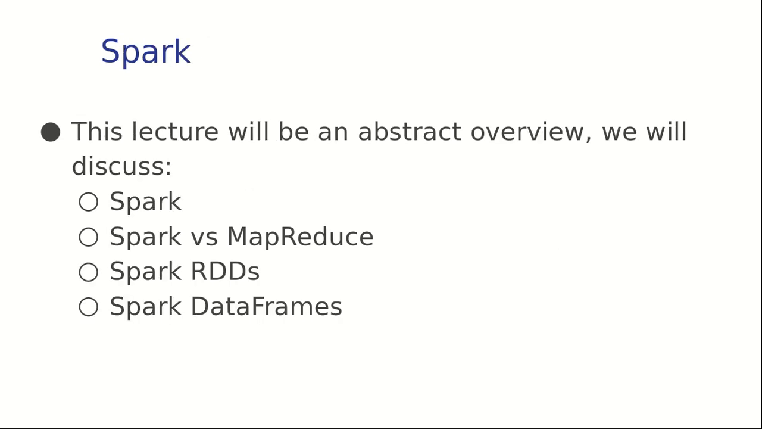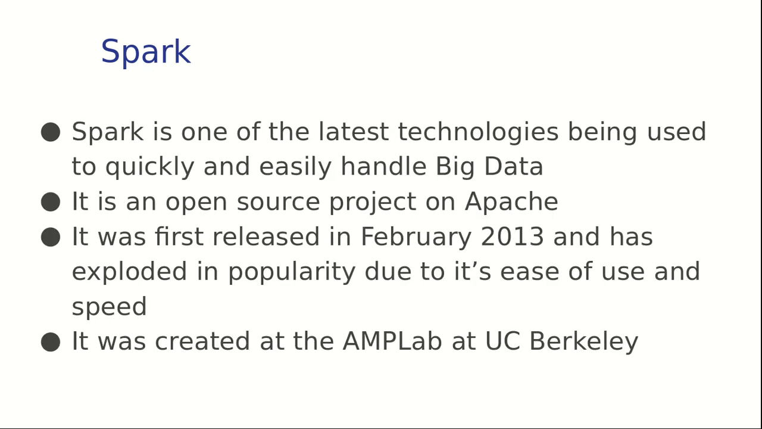a distributed file system. We are going to cover Spark versus MapReduce, Spark RDDs, and Spark DataFrames. Spark is one of the latest technologies being used to quickly and usefully handle big data. It is open source, a project of Apache. It was first released in February 2013 and has exploded in popularity due to its ease of use and speed.